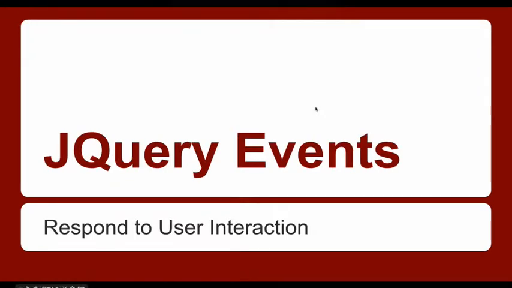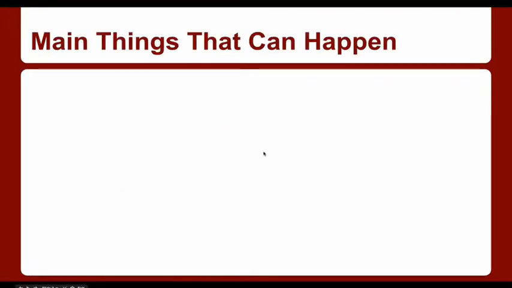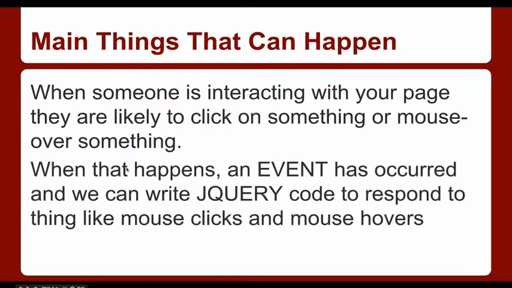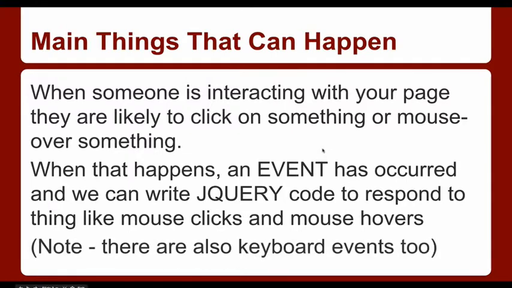So at this point I want to go through a slideshow to cover step by step how we got that giraffe and elephant example to work. So as you saw when I demonstrated that live, there's a couple of things that can happen when somebody interacts with your page. The more common things that people do are click on things and mouse over things. Now whenever that happens, an event has occurred. Okay, and we can write jQuery code to respond to things like mouse clicks and mouse hovers.